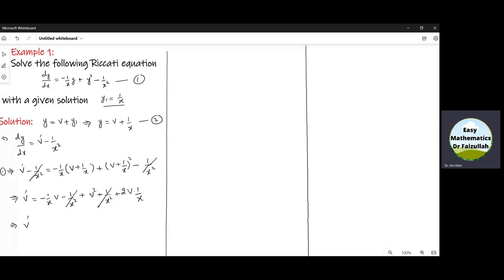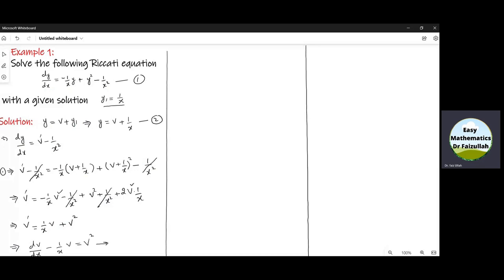So we have v dash is equal to, this is v and this one is also v. So let us simplify these two. From these two we can get 1 over x into v plus v square. And now we can see that this is a Bernoulli ordinary differential equation in v. Let us write it in a proper way. dv over dx minus 1 over x v is equal to v square.